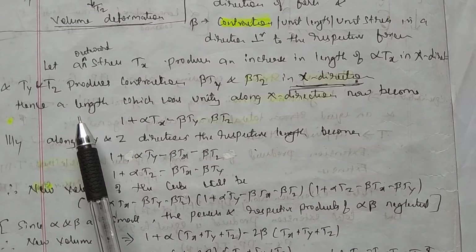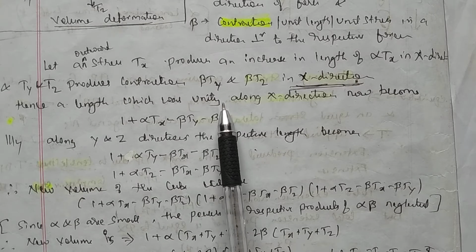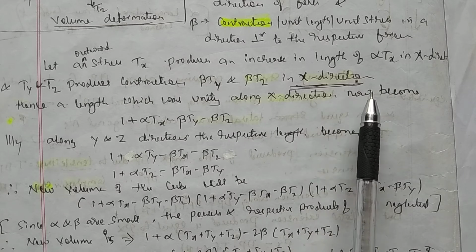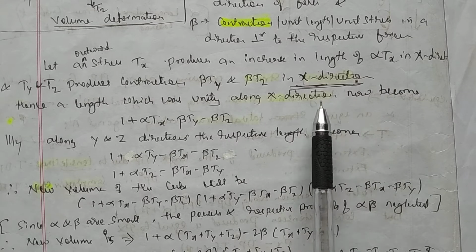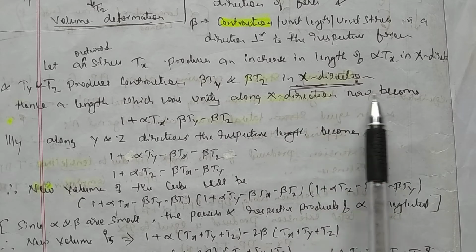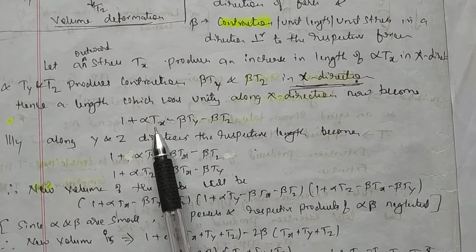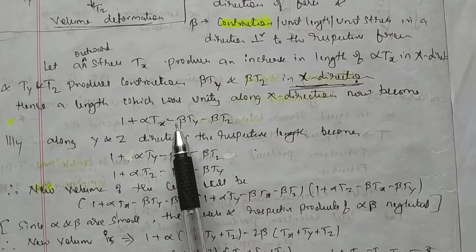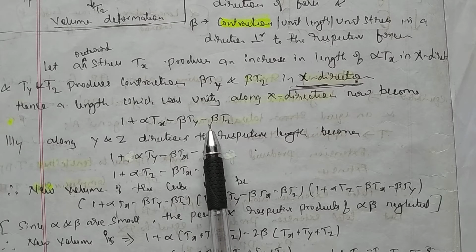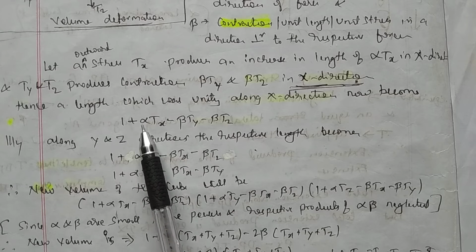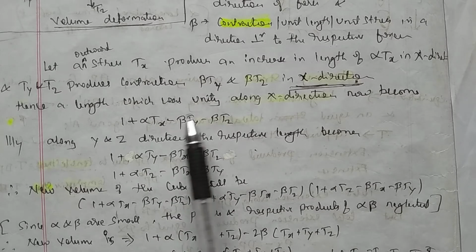Therefore, the length which was unity along the x direction now changes. What is the new length? It was 1, plus alpha Tx, which is the increase, minus beta Ty and minus beta Tz, which is the contraction. So this is the new length along the x direction.